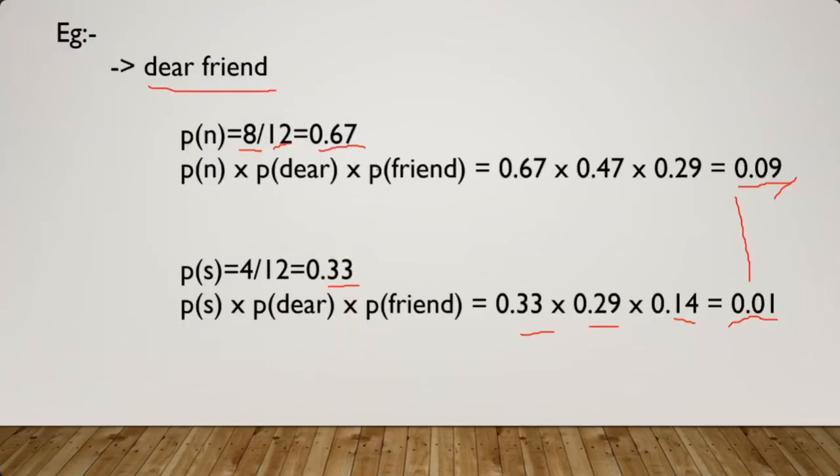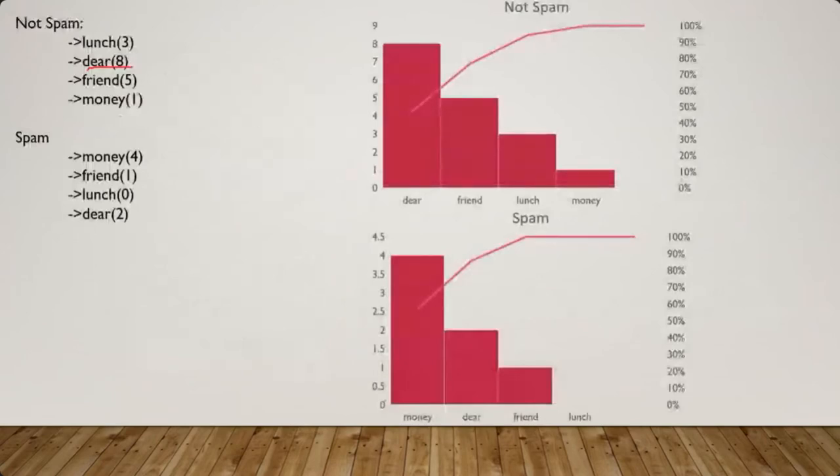So in order to rectify this, we are going to add one. Since there's a zero value here, we are going to add 1 to the histograms. So this 8 will become 9, and this 5 will become 6, and this 3 will become 4, and this 1 will become 2. So here the values will be changed, and we have to do the same for here. So 4 will become 5, and 1 will become 2, and 0 will become 1, and 2 will become 3.